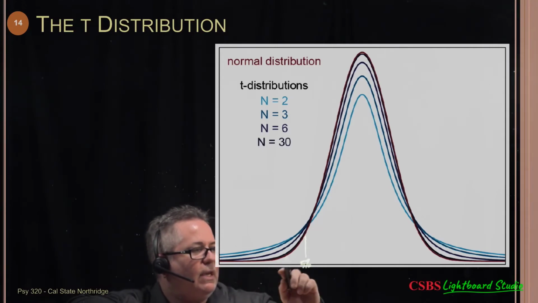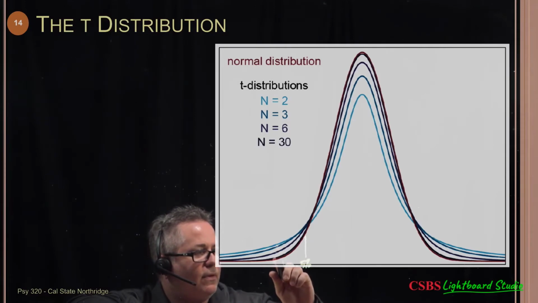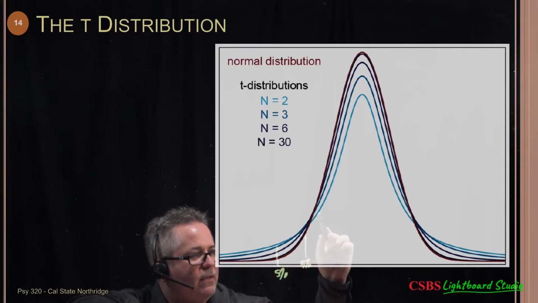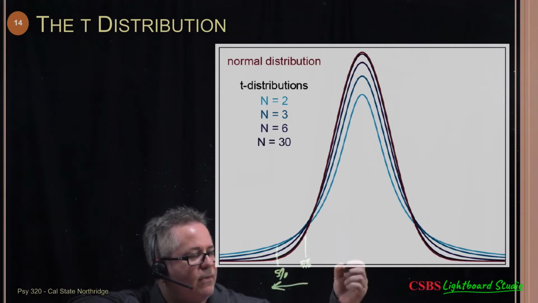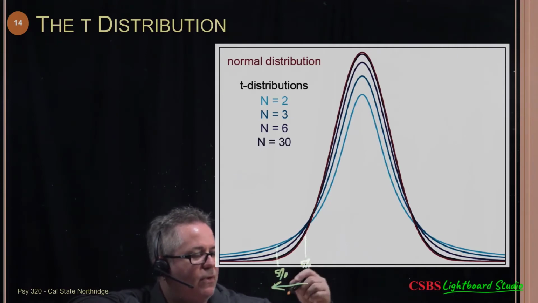To get to that same 5%, I'd have to go much farther out. I'd have to be like here to get to the same level of 5%. Again, this is not exact, just close. Because this thing is fatter like this, it pushes the critical values, the cutoffs, out farther. So my critical values are going to be bigger. I'm going to get bigger critical values with smaller n.